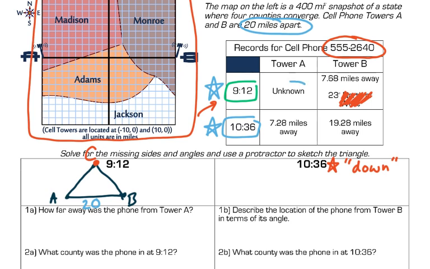According to cell tower A at 9:12, we don't really know much about what's going on over here, so we're just going to leave that. But over in cell tower B, we know that the cell phone is being tracked at 7.68 miles away. That means from tower B to the cell phone is 7.68 miles away. And the cell tower measurement is 23 degrees.